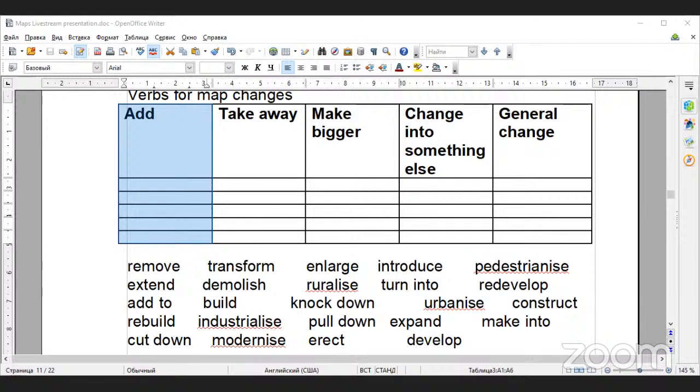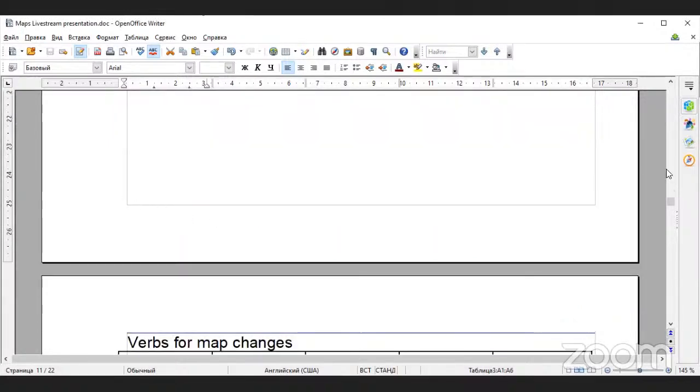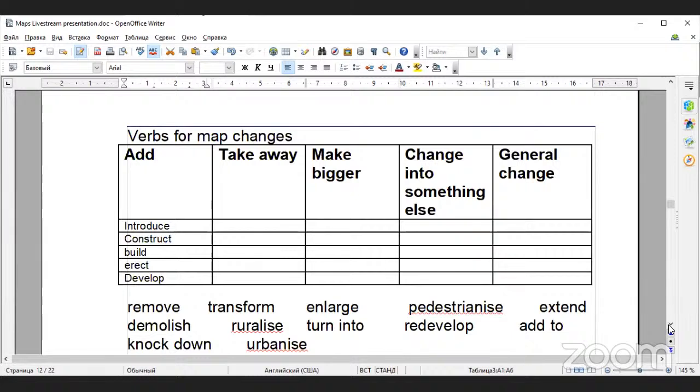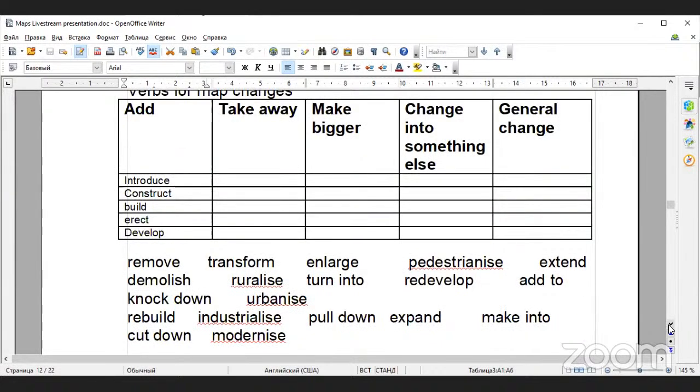Now you gain see neighboring and side by side. I think you're very late in watching our live stream, which is okay. Yeah, this could be synonyms for words, synonyms for the verb to add. Now I can see extend, and there is also probably a delay, but so you'll type them later, and I will show the answers here. So synonyms for the word to add is introduce, construct, build, erect, and develop.